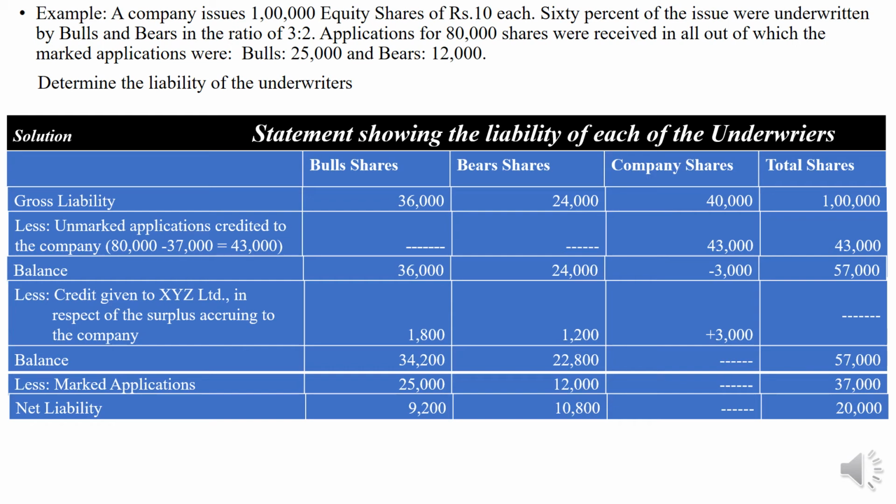Next step, we have to find out the unmarked applications. Unmarked applications is equal to total applications minus marked applications. So total applications 80,000, marked applications 25,000 plus 12,000 is equal to 37,000. So unmarked applications are 43,000. They are deducted first, so that we get a surplus to the company, and that is redistributed between underwriters in the ratio 3:2, so that we get the balance. From the balance, we have to deduct the marked applications. So hence we get a net liability.